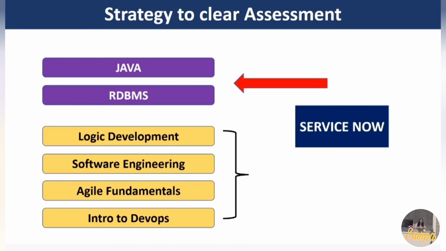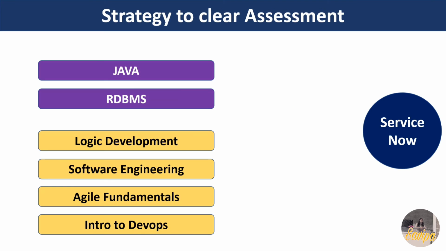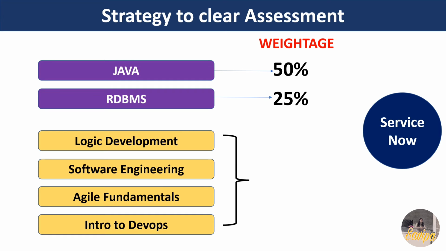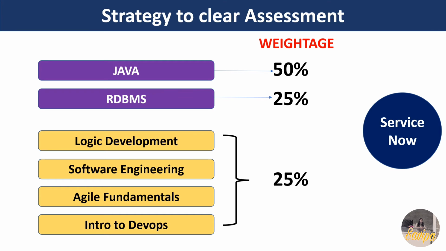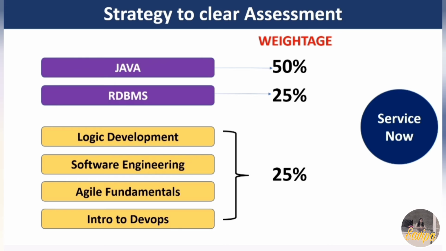Now let's see the weightages for each. For Java the weightage is 50%, for RDBMS it is 25%, and for the remaining four collaboratively it is 25%. At this point you can see how much weightage Java has. So please be prepared, guys. Arrays, strings, OOPs concepts, everything, please be prepared.